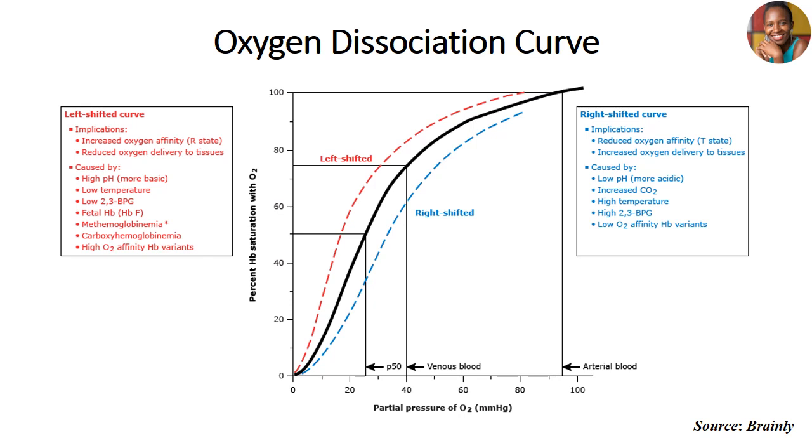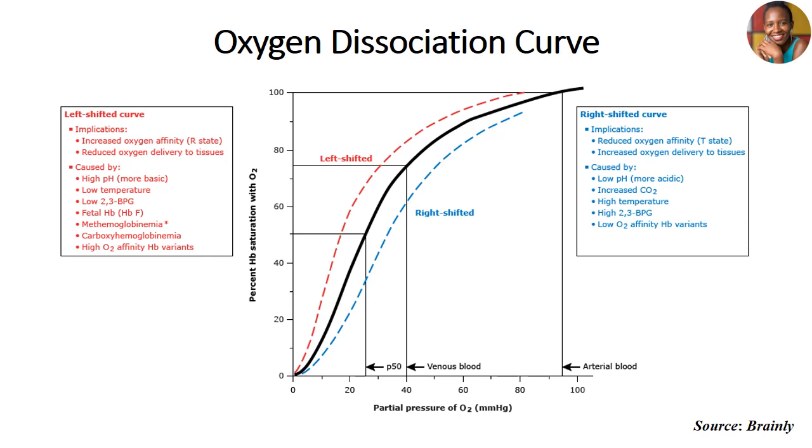So we have two curves. We have the blue curve that we are calling the right shifted curve, and then we have the left curve that we are calling the left shifted curve. So when does the dissociation curve shift? With dissociation curves, we're talking about a curve that shows the change of hemoglobin saturation in terms of oxygen, and on the horizontal side, we are looking at the partial pressure of oxygen in our blood system.